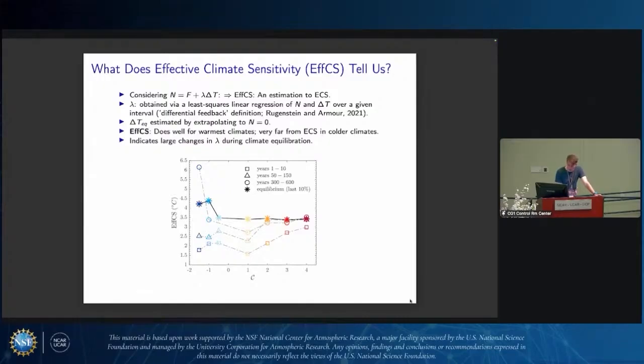But as we get colder and colder, and especially in the very coldest experiment, we find that effective climate sensitivity misses ECS almost completely. You can look at the coldest one there and see that if we try to estimate the equilibrium cooling using years 300 to 600, then we'd get about 6 degrees C. But the reality was about 4.2.